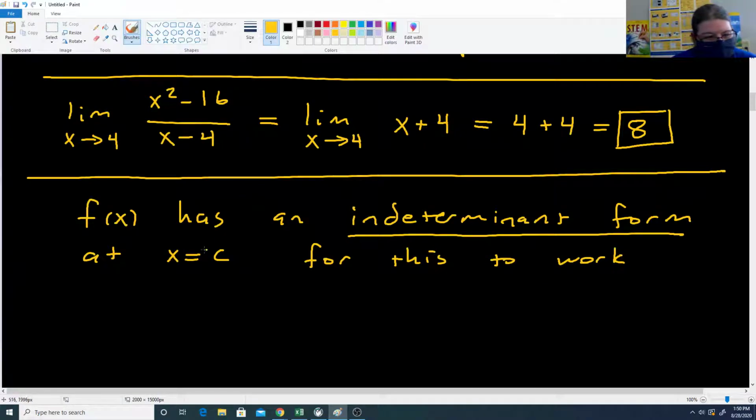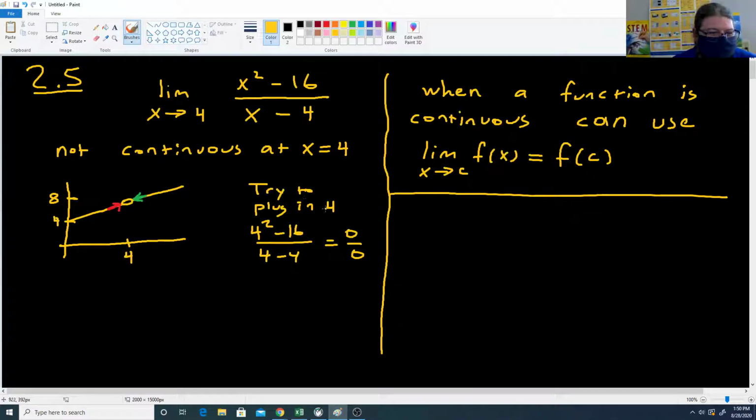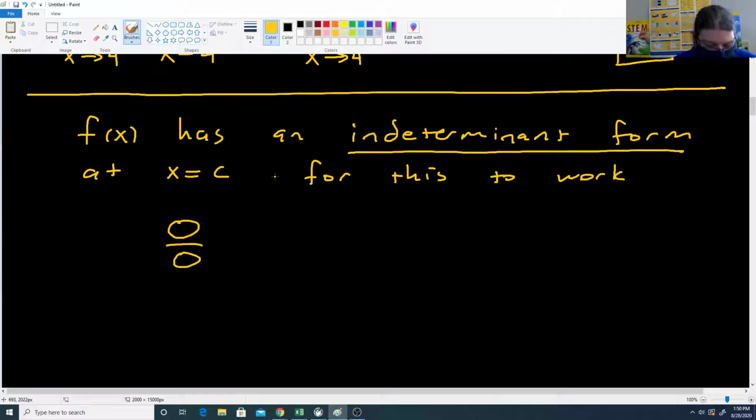And what are the actual indeterminate forms? They are 0 over 0, which was the case that we had here. When we initially tried plugging in 4 and seeing what's going on, we ended up with 0 over 0. If x gets very, very close to 4, the top's approaching 0, and as x gets very close to 4 down here, the bottom's approaching 0. So we got the 0 over 0 form. So that's one of the indeterminate forms.